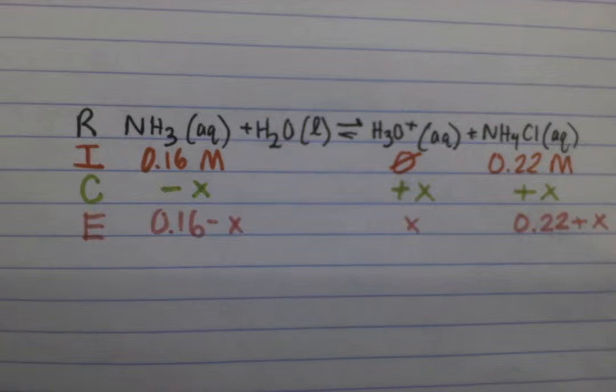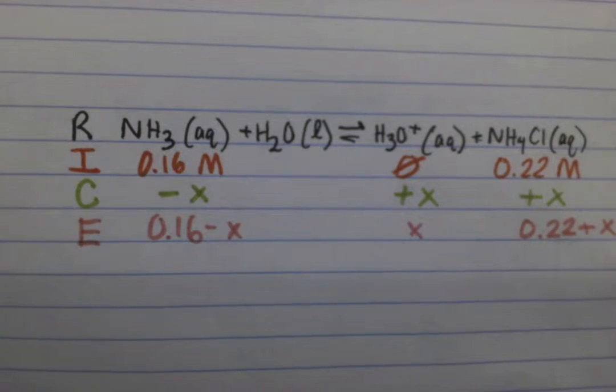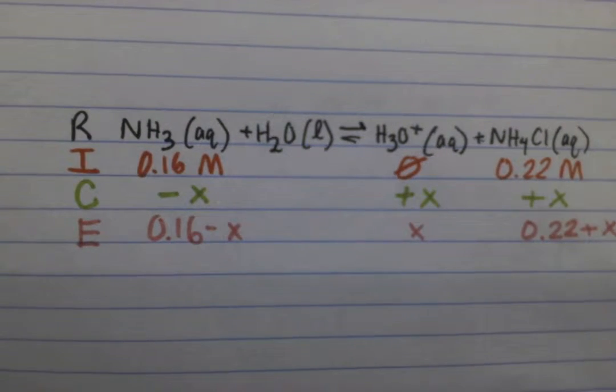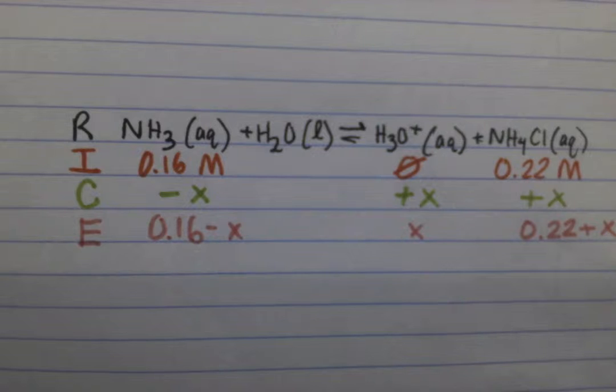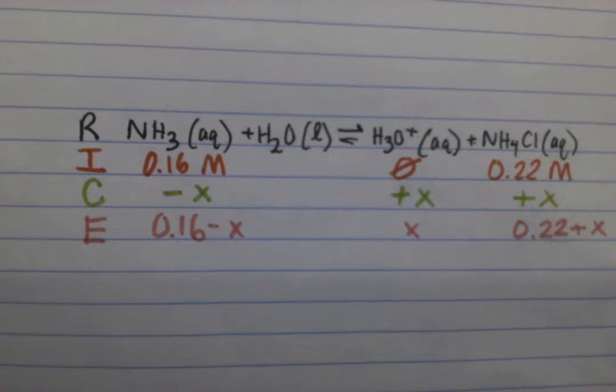For C, this is the change in concentration. We indicate this with a negative x on the left side of the equation and positive x on the right side of the equation. E is the equilibrium concentration, which is the I and the C added together. So for NH3, it's 0.16 minus x. For H3O plus, it's x. And for NH4Cl, it's 0.22 plus x.